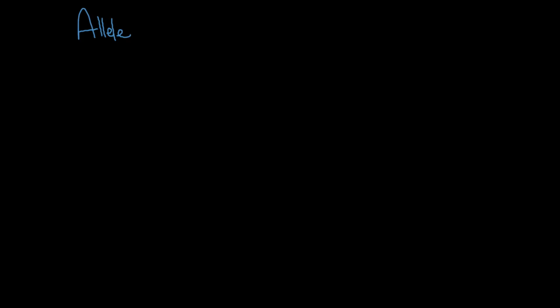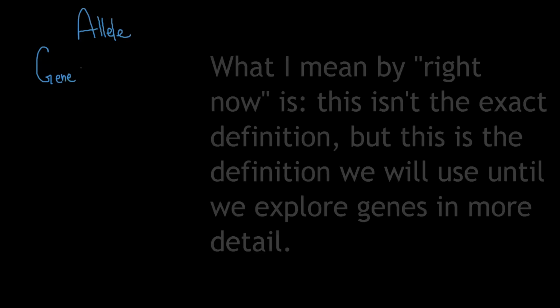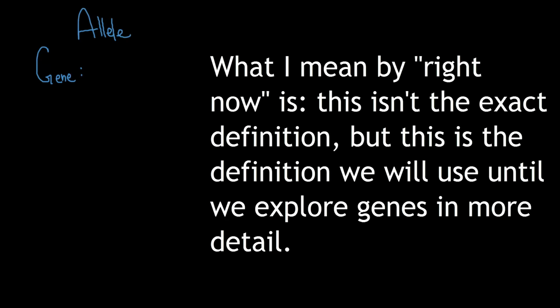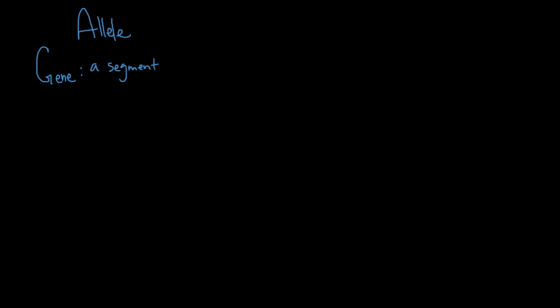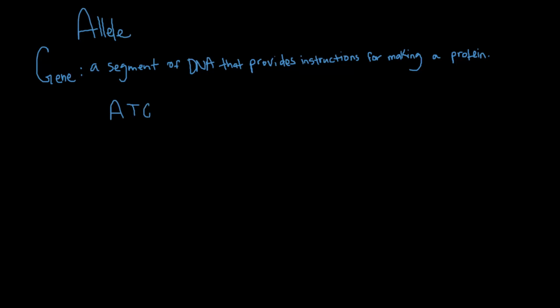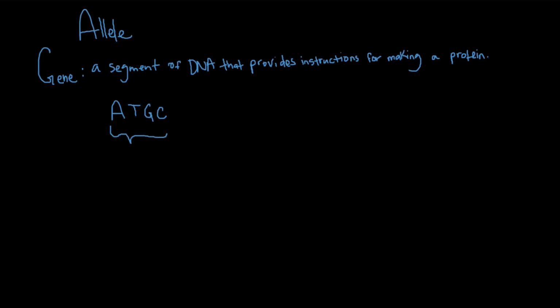An allele is simply a variant of a gene. Well, let's make sure we understand what a gene is. A gene is a segment of DNA that is providing instructions for making a protein. Remember that the letters of DNA are A, T, G, and C. This sequence of letters tells a cell how to make a specific type of protein.